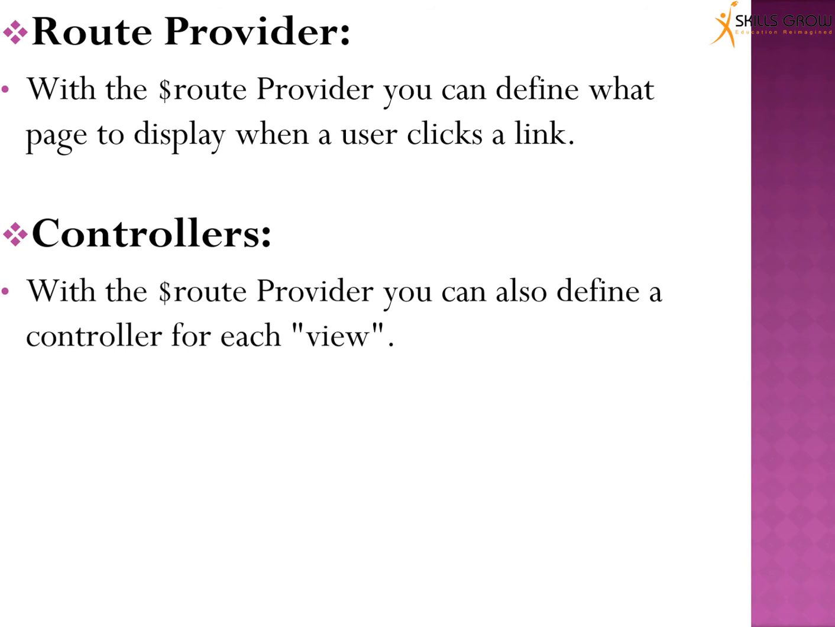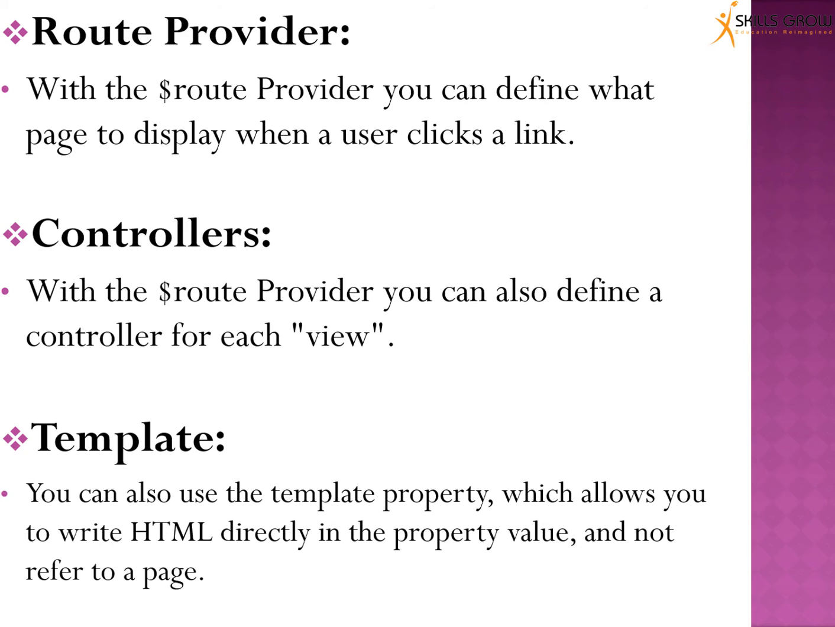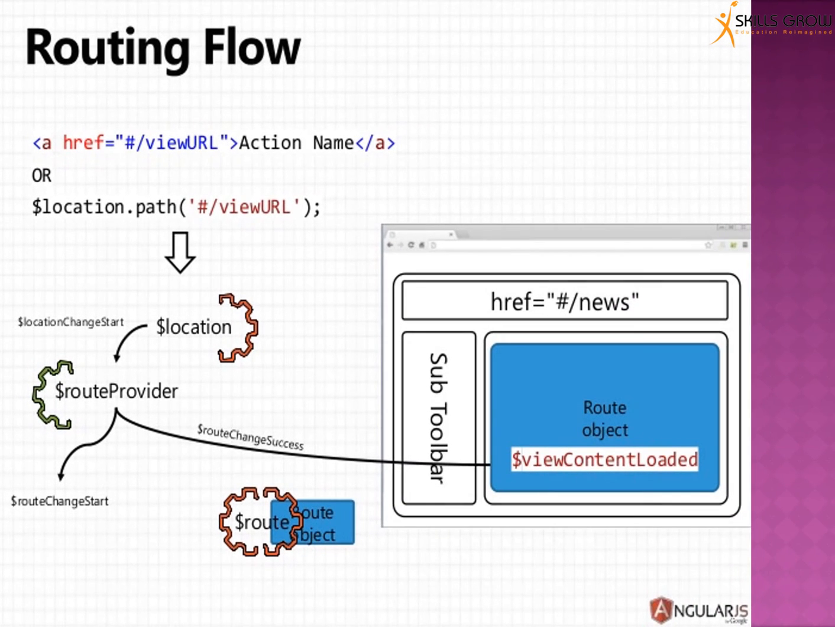Controller: with a route provider, you can also define a controller for each view. Template: the template allows you to write HTML directly in the property value and not refer to a page. This routing flow shows how routing works. When we enter the URL, that URL goes to the location, the location goes to the route provider, and finally it is shown in the application.